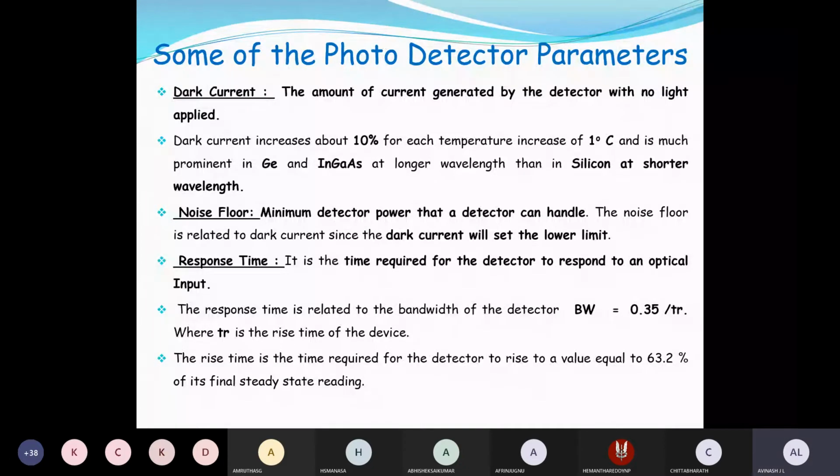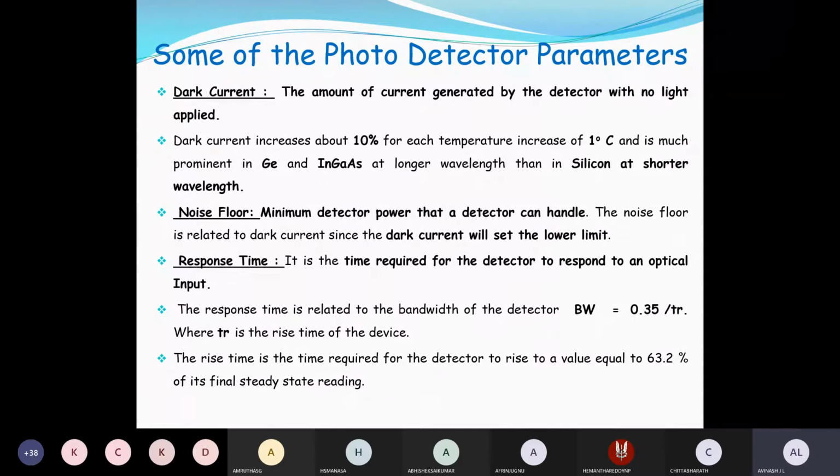So some of the photodetector parameters: it is like a dark current. The amount of current generated by the detector with no light applied. So dark current, the amount of current generated by the detector with no light applied, is called as what? Dark current.